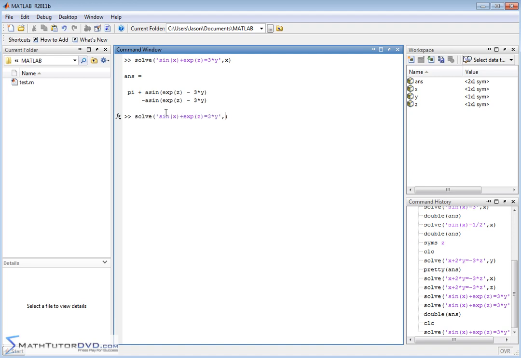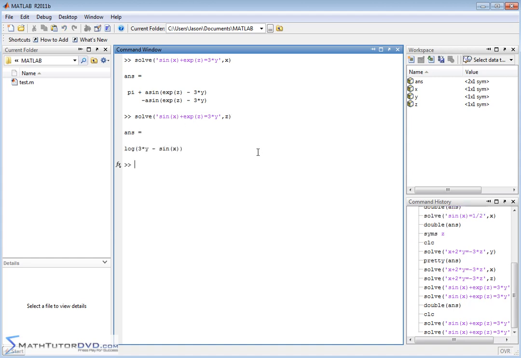And then finally, we can solve this for z, this exact same expression for z, in which case MATLAB is going to return a natural logarithm, basically, because you move the sine over to the other side, and then to get z by itself, you'll be taking the log of both sides.